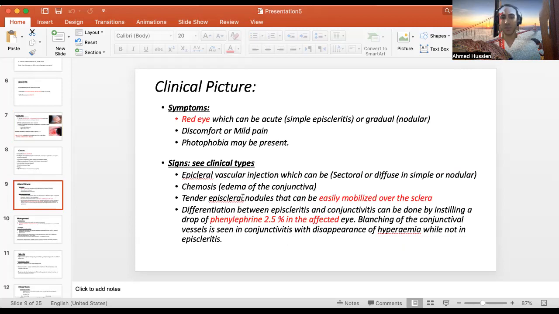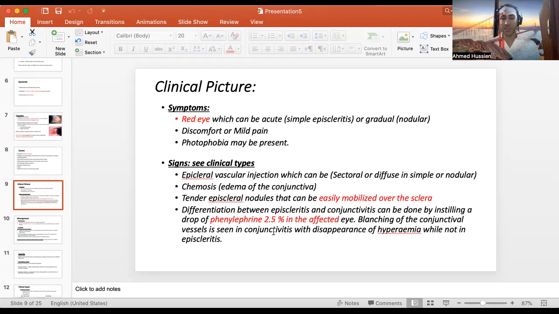Again, there may be chemosis, edema of the conjunctiva, and if there is a nodule, it's usually tender to touch. But again, it's easily mobilized over the sclera because it's on the surface of the sclera. It's affecting the episcleral tissue. So you are able to mobilize this nodule with a cotton tip applicator.